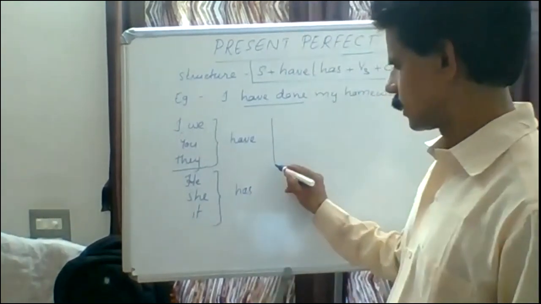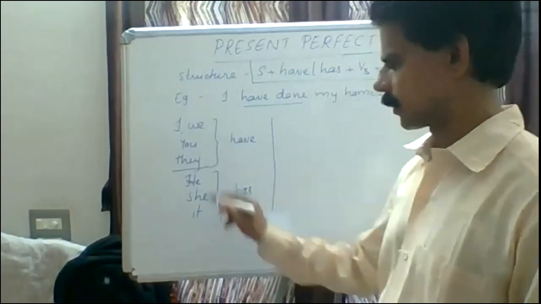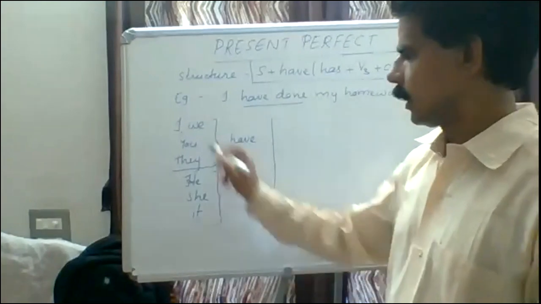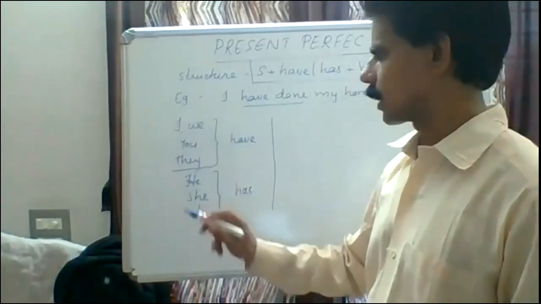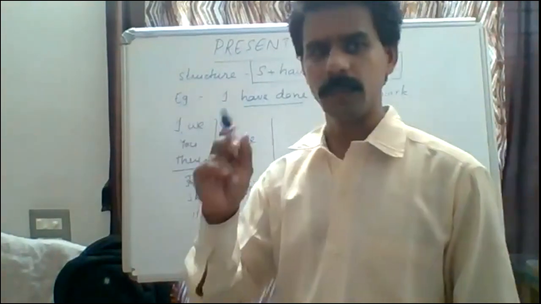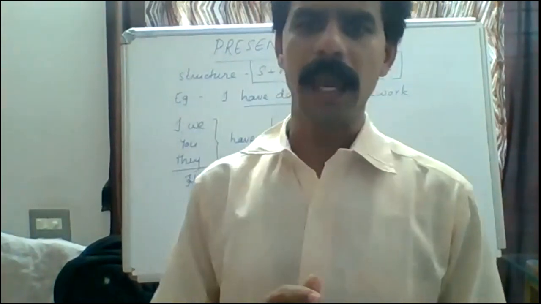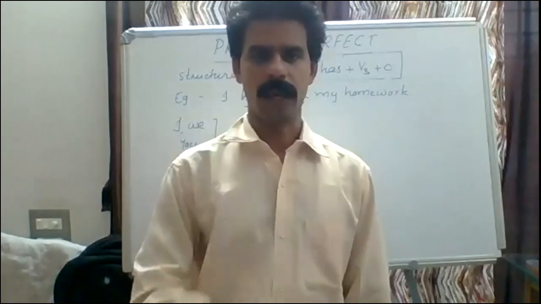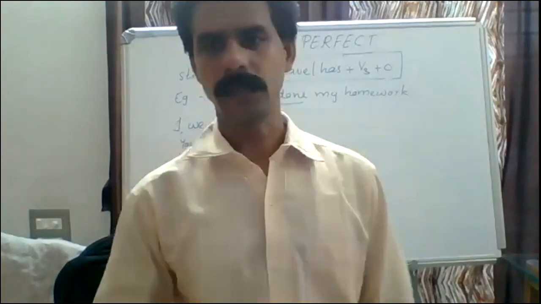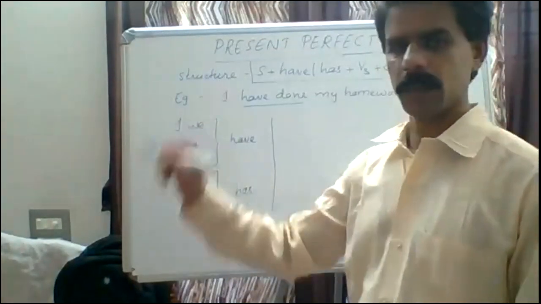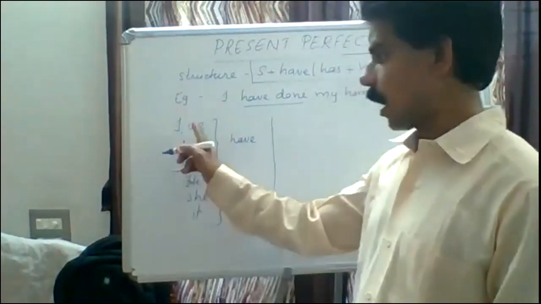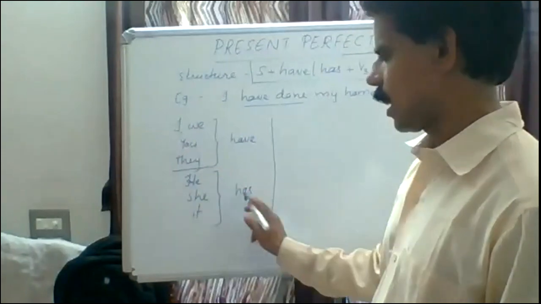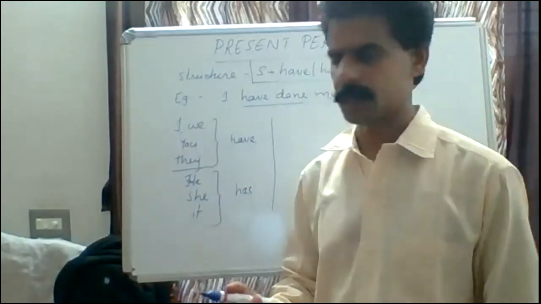The reason is that these three are singular nouns, singular pronouns. Okay? The others are all considered plural. Then you will have a doubt: what about I? I is singular, but it is considered as plural. So after I, you always have to use a plural verb. I have. He has, she has, it has.